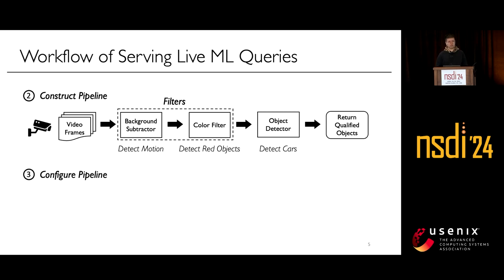After the pipeline construction, we also need to configure the pipeline by selecting an optimal set of configuration knobs which can achieve the best trade-off between query performance and resource consumption. In our case, we need to decide the frame size, the sampling rate, and which variation of the ML model to use in the pipeline.